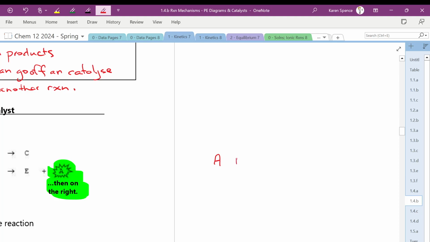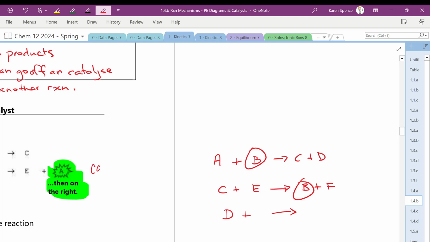So we had A plus B goes to C plus D. C plus E goes to B plus F. And then we have, I don't know, this is hard to make one up on the fly. D plus, anyway, you could have a third step, and this would be a catalyst. So it doesn't have to come out in the last step. It could come out in any step that's lower down. But it's always in the products at the end. The catalyst always finishes in the products.